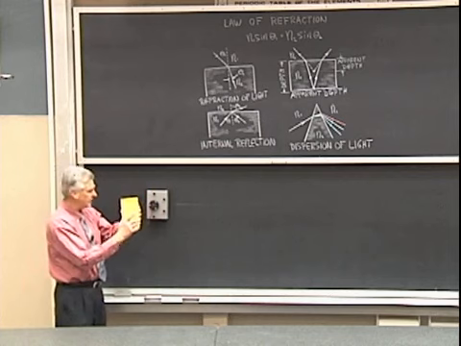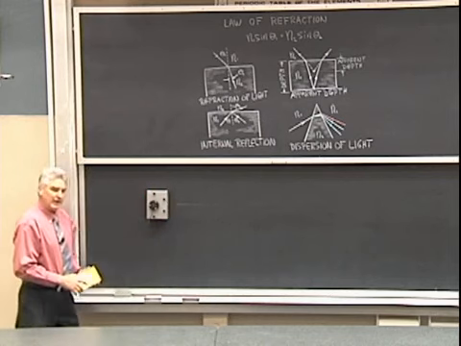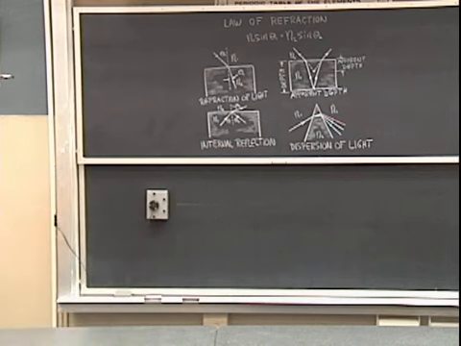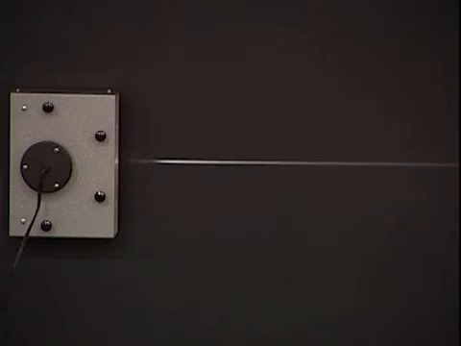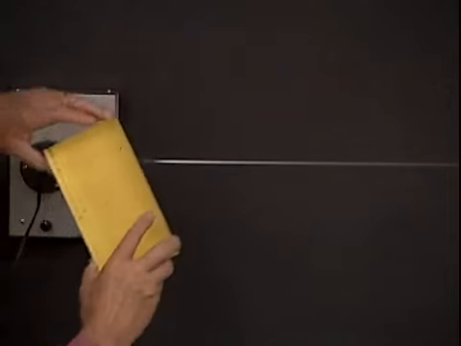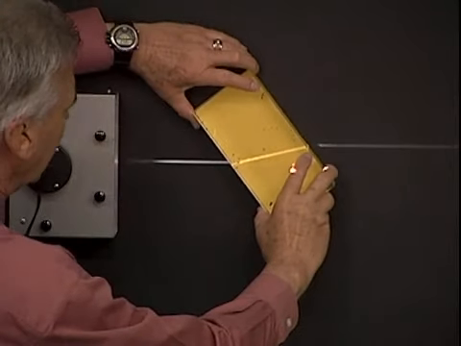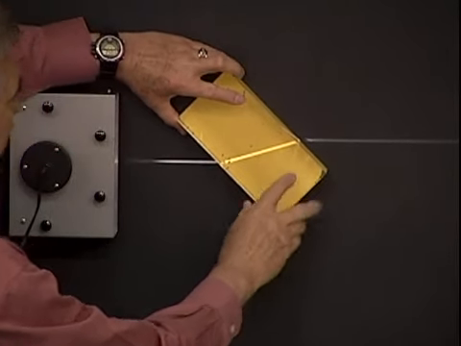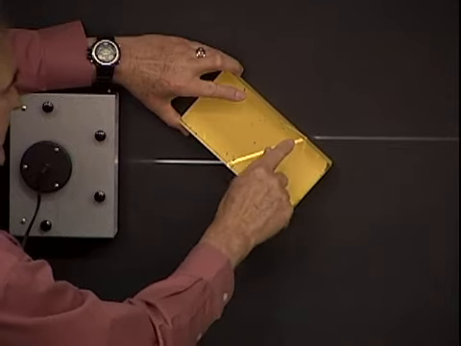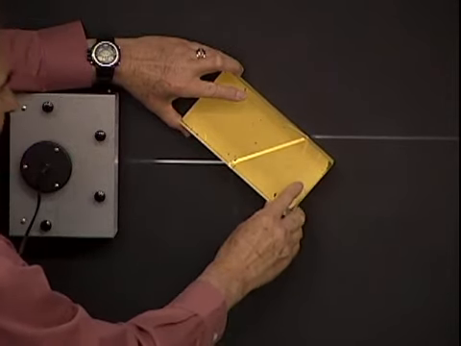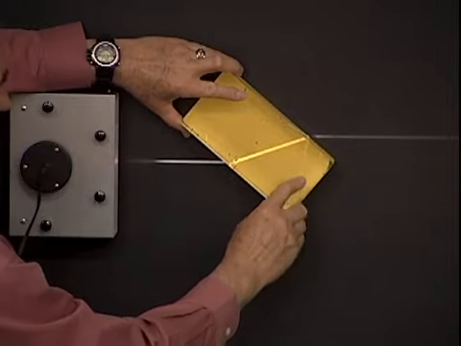I have a piece of plastic here and a light beam. And for better contrast, I'm going to turn the lights down and let that light enter this block of plastic. And we notice that as light enters the plastic, it bends toward the normal line when it goes from air into plastic, and it bends away from the normal line as it exits back into the air again.